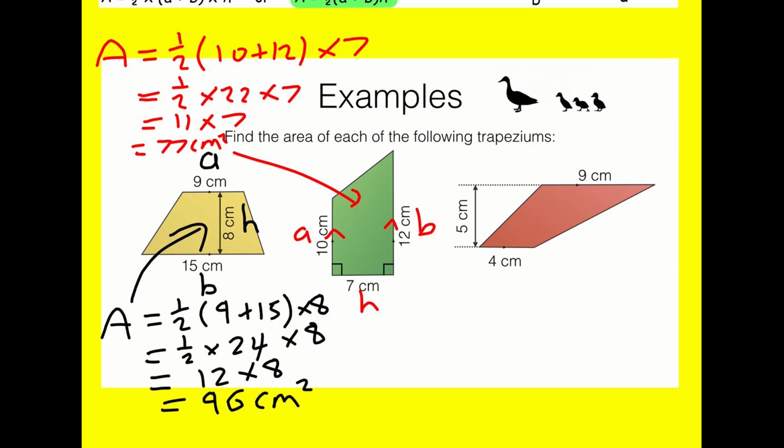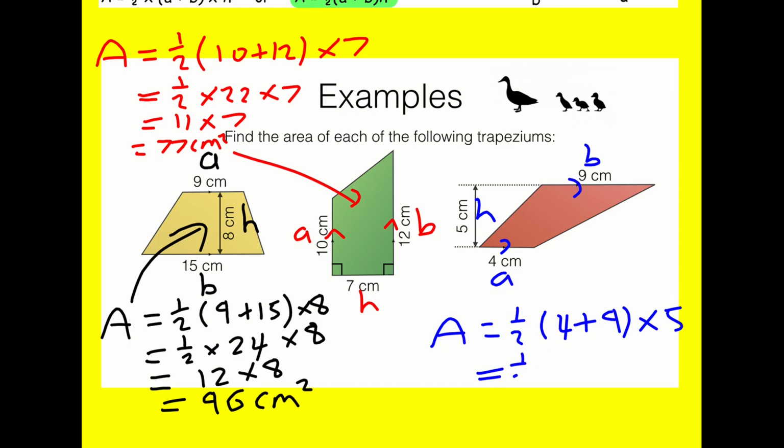Okay, one more. This is like the strangest looking trapezium, but I did talk about this. I said it doesn't have to kind of come down like this. It can go back on ourselves. The definition of a trapezium is just that I've got my two parallel sides. So here, let's call this one A because it's the shorter one, and this one B. It doesn't matter if you do it the other way around. This is my H, and then the area is going to be a half times (4 plus 9) times 5.